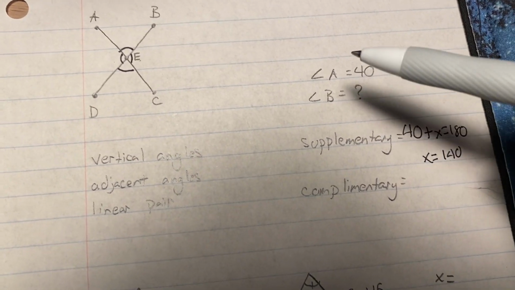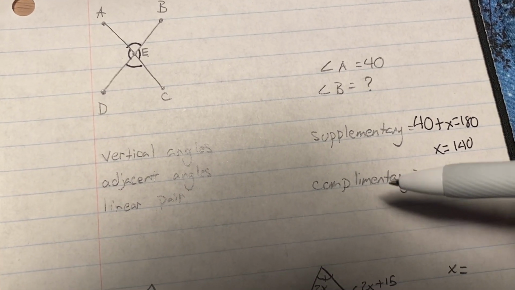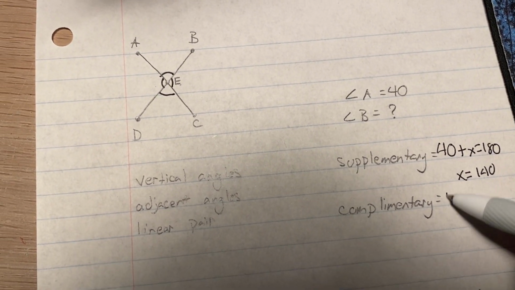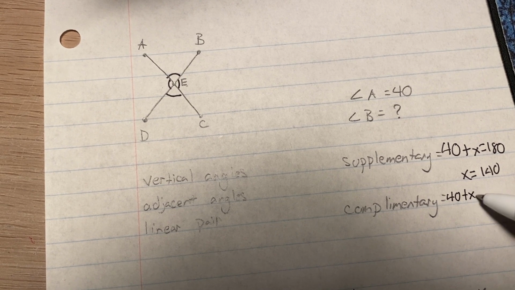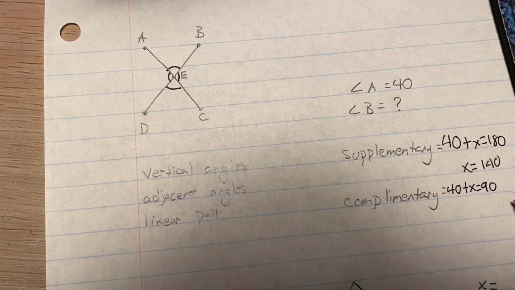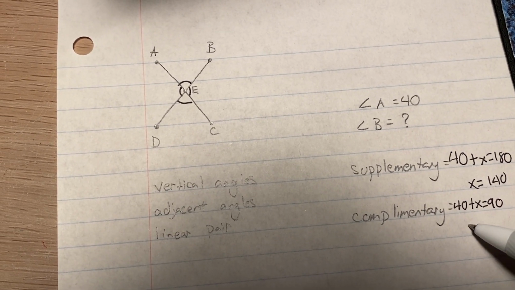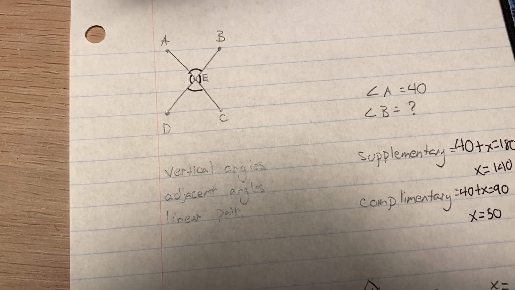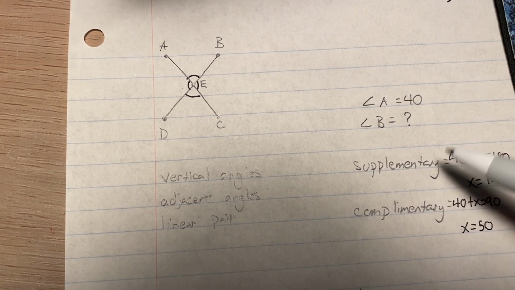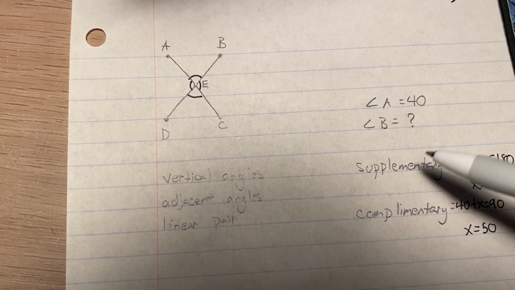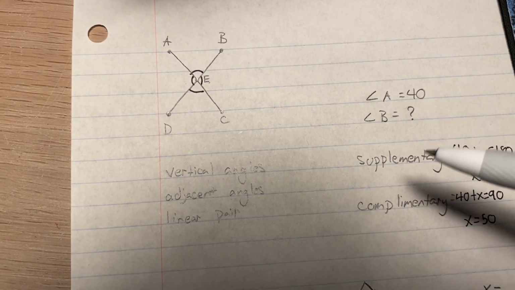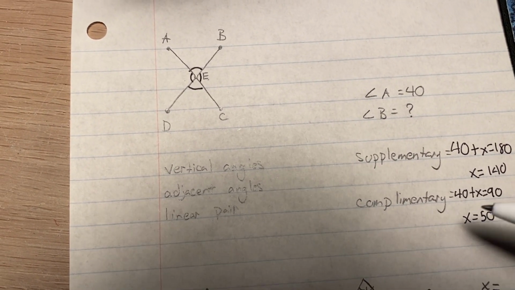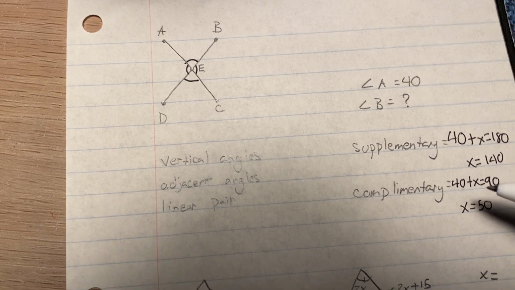Now, if I say angle A and B are complementary, that means these two angles add up to 90. So I would write 40 plus x equals 90. I subtract 40 from both sides, x equals 50. So that's the difference between supplementary and complementary. Supplementary means the two angles add up to 180, like a linear pair. And complementary means the two angles add up to 90 degrees, which is a right angle.